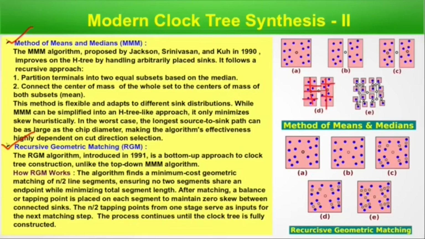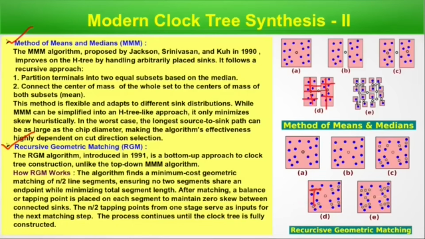So these 2 points are connected by this segment, and these two segments are considered and they are connected. And in between there is a tapping point. These two segments are connected and there is a tapping point. So the tapping points of these two and of these two are connected. Now in between these two there is a tapping point, and again a tapping point from here. So these are connected like this.